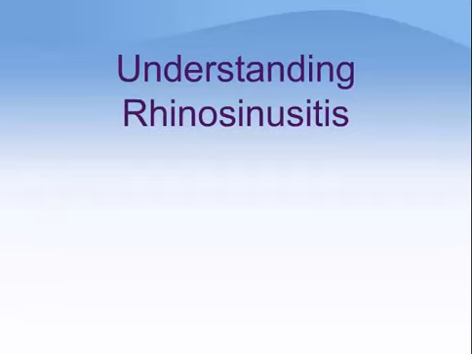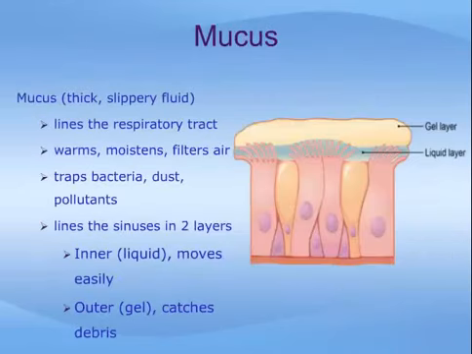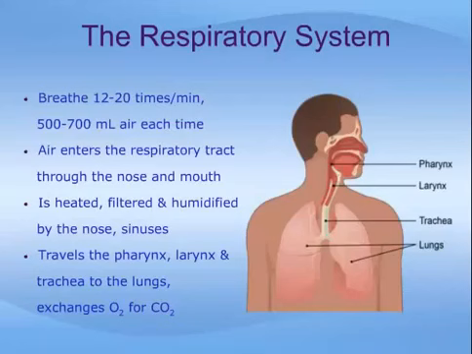Welcome to this educational program. This module provides an overview of rhinosinusitis, the inflammation of the sinuses. There are other modules. Air is filtered and humidified by the nose and the sinuses, and travels through the pharynx, larynx, and trachea to the lungs, where it exchanges oxygen for carbon dioxide. Lining the respiratory tract is a membrane that secretes mucus, a thick, slippery fluid that warms, moistens, and filters the air. You may wish to pause the presentation at times to take them all in.